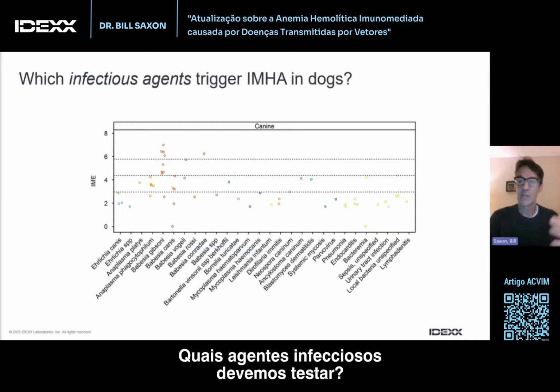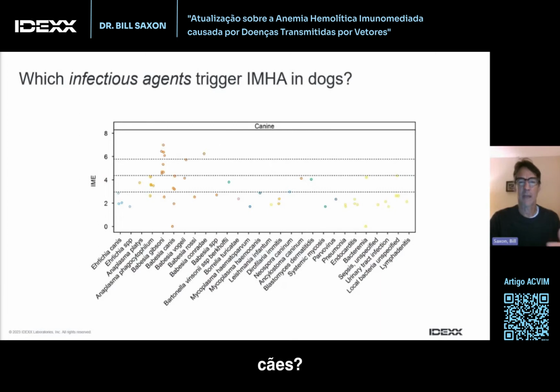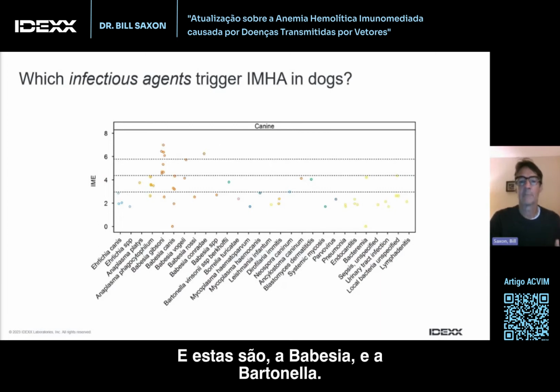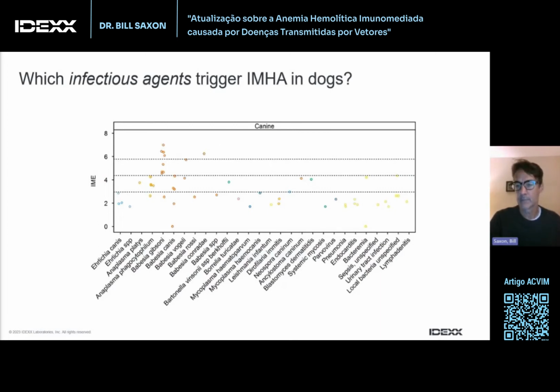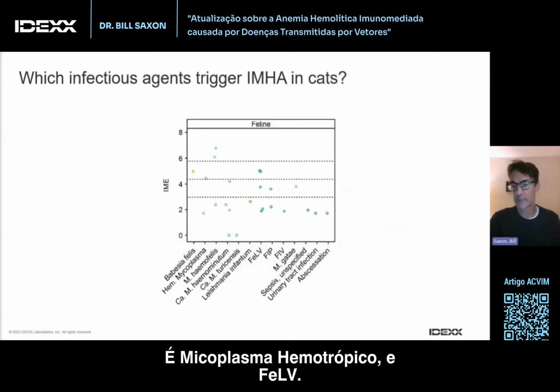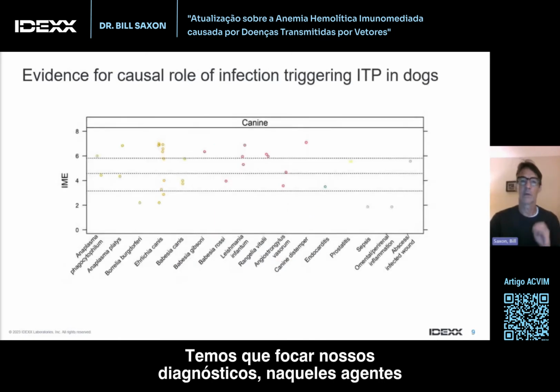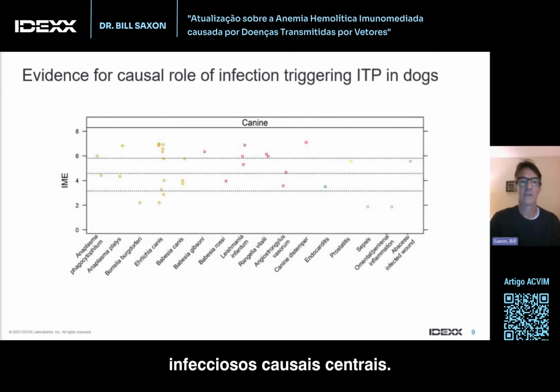So this is helpful. Which infectious agents should we screen for? We can't screen for all of them. Which ones have the most likely role in triggering IMHA in dogs? And that's Babesia and Bartonella. Okay. What about in cats? It's hemotropic mycoplasma and FeLV. All right, so we have to focus our diagnostics on those core causal infectious agents.